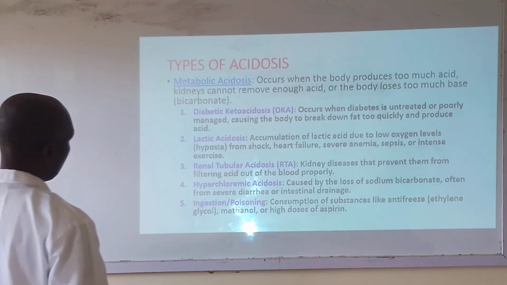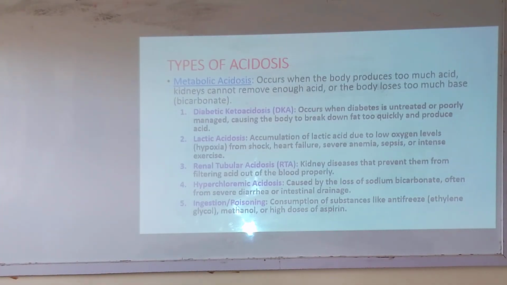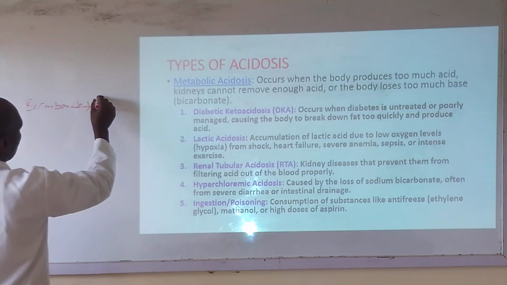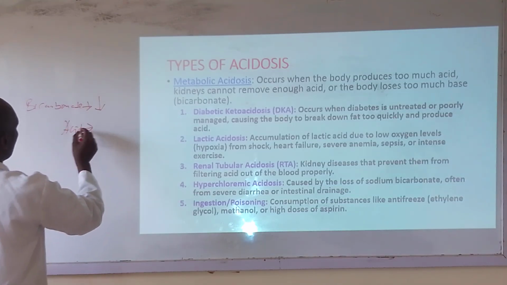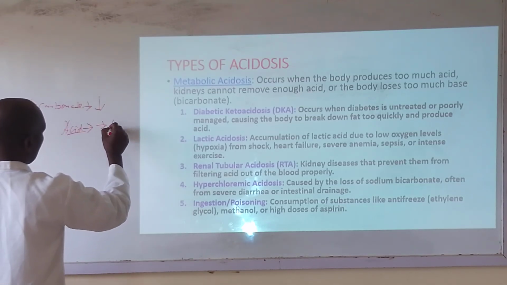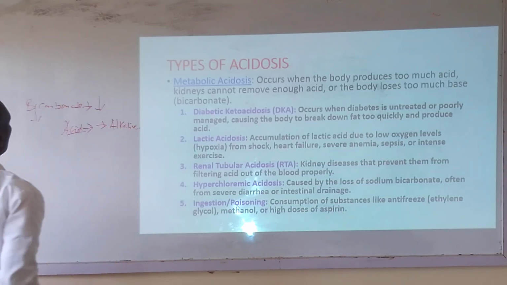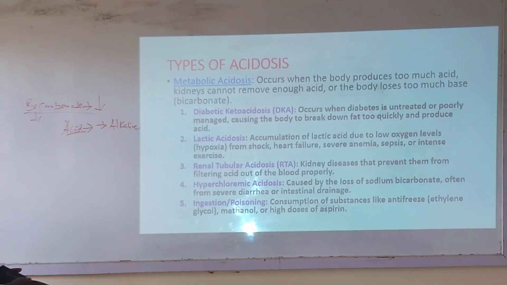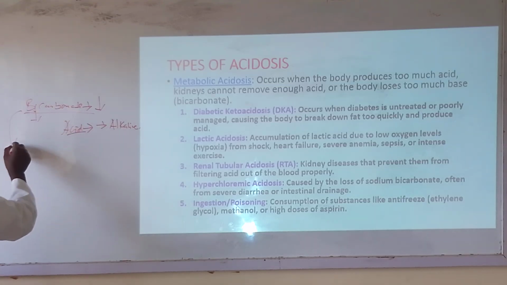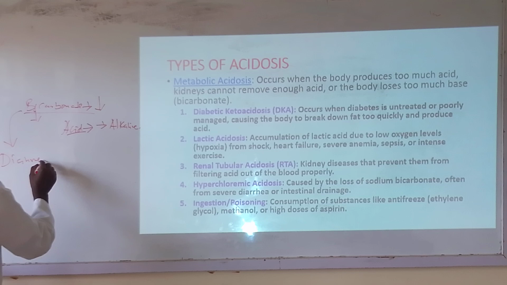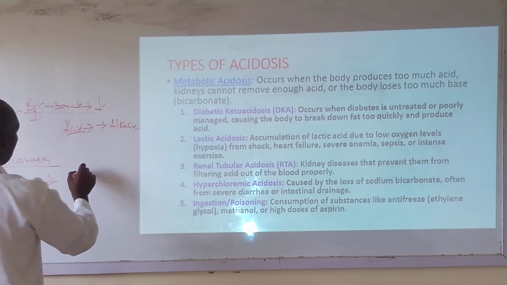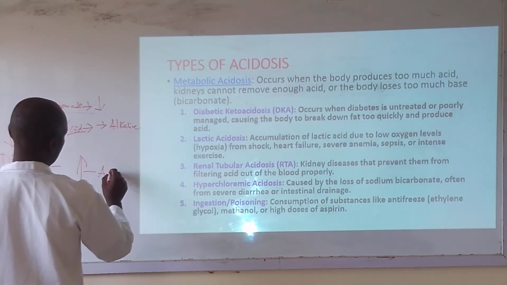These other ones, for example, hyperchloremic, it is due to loss of sodium bicarbonate. Remember, bicarbonates are the ones that are supposed to balance. When there is too much acid in the body, when you add bicarbonates, it reduces acidity towards alkaline. So when there is this problem here, it means there is a lot of loss of bicarbonate, and this loss can be due to diarrhea. When you have diarrhea through the large intestines, remember we also said the large intestines are also part of the excretory organs. When there is diarrhea, you lose a lot of bicarbonate, and therefore you get acidosis.